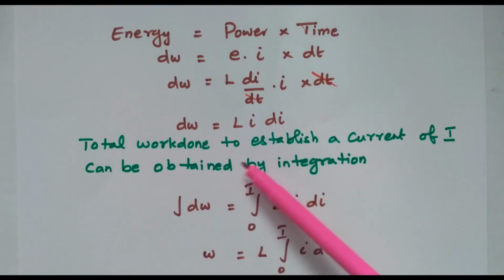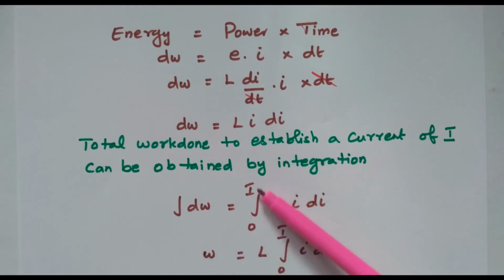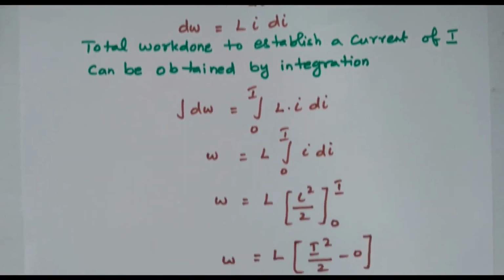So the total work done to establish the current of I can be obtained by integration. So by integrating on both the sides with a limit, we can get the total work done. So integral dW equal to integral Li into di. What is the limit? The work done is nothing but increasing the current from 0 to maximum value of current I. So the limit is from 0 to I. Now we'll go for this integration.